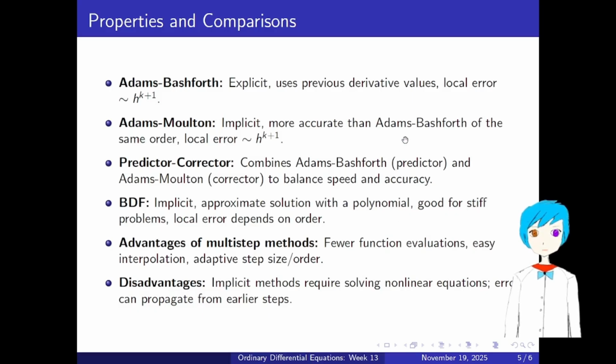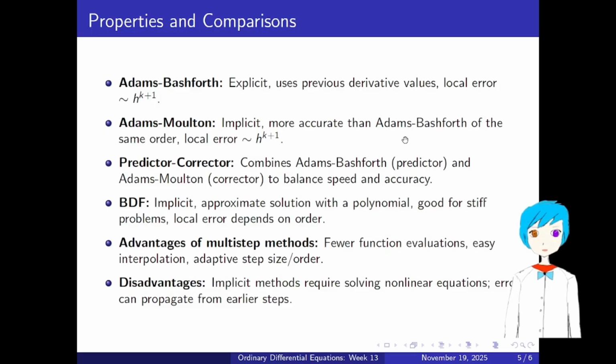The Adams-Bashforth method is explicit. It uses previous derivative values. The local truncation error is of order h^{k+1}, where k is the number of time steps used for some lower order methods.